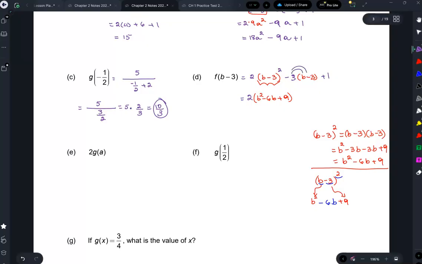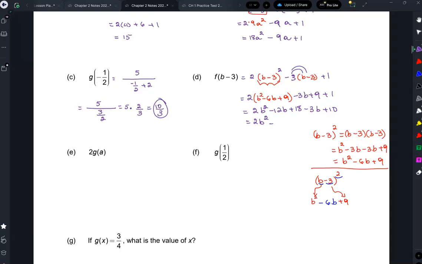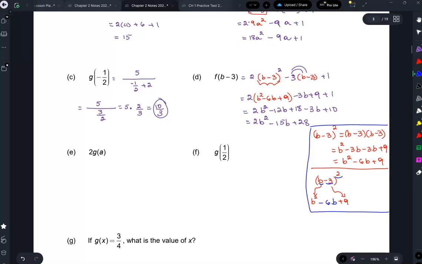Distribute the 2, plus 1. Minus 3b plus 10. 2b squared minus 15b plus 28. Did I do that correctly? Yay. Okay? All right. How does that sound? Good?